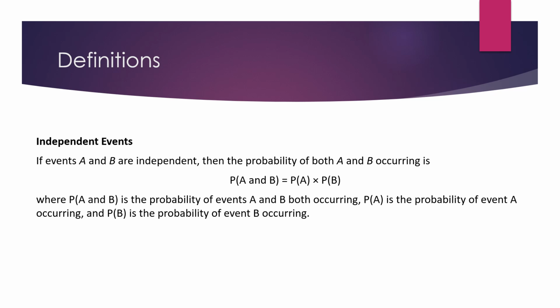In this chapter, we're going to be discussing two events. We're going to label these as Event A and Event B. Events A and B are considered independent when the outcome of Event A does not change the probability of Event B occurring. In this case, finding the probability of both A and B occurring is just this simple formula: multiply the probability of Event A times the probability of Event B.